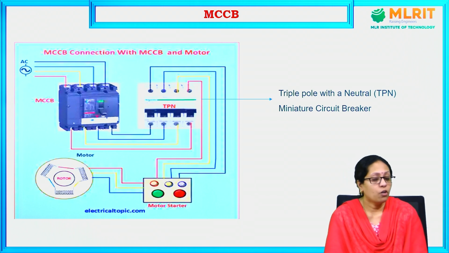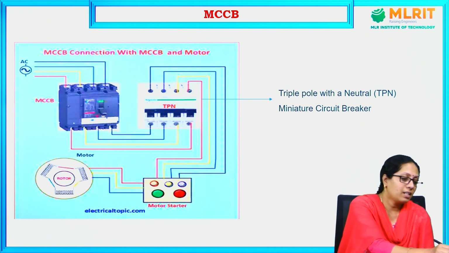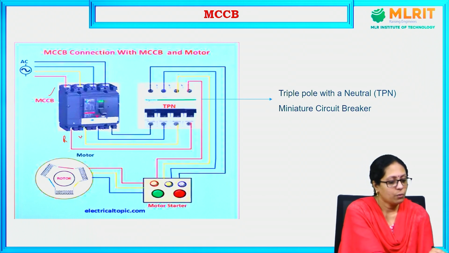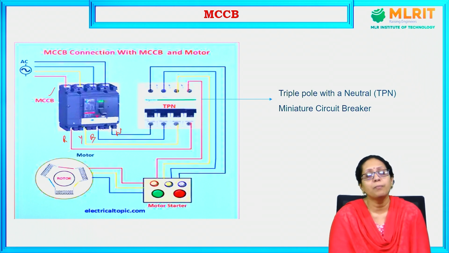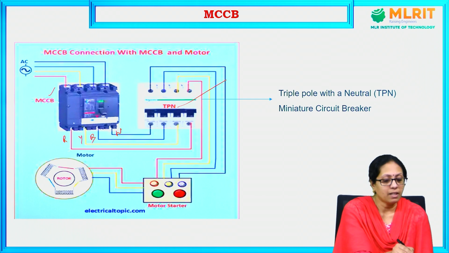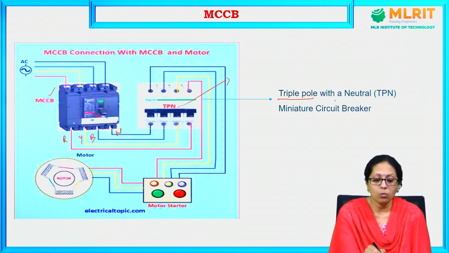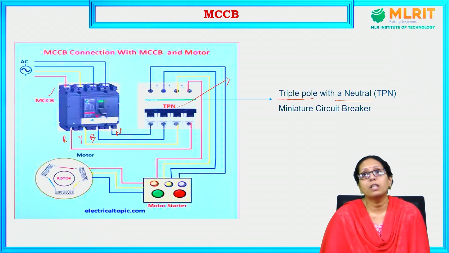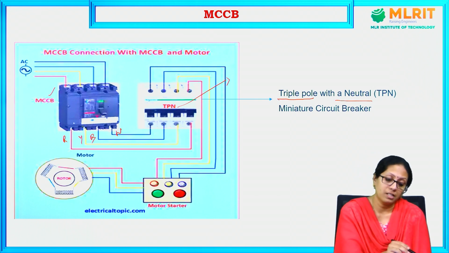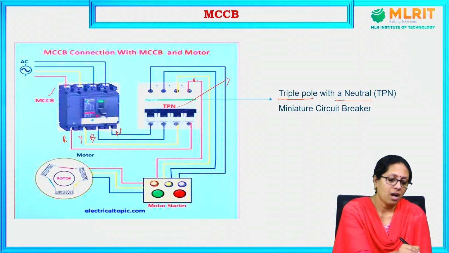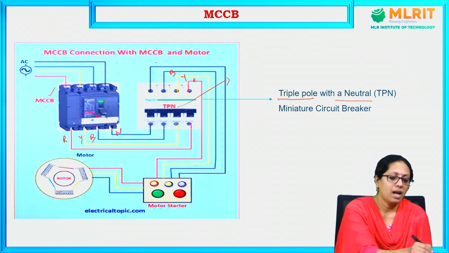This is a picture for MCCB, where here you can see the MCCB, which is a 3-wire, that is RYB, 3-phase, and the last wire is neutral one, which is connected to a TPN here. TPN is nothing but triple pole with a neutral miniature circuit breaker. Means this is also a kind of a circuit breaker which is known as triple pole with neutral, because there are 4 lines here, that is R, Y, B as well as N.